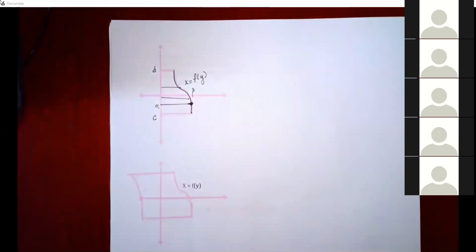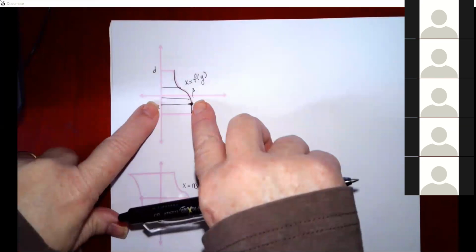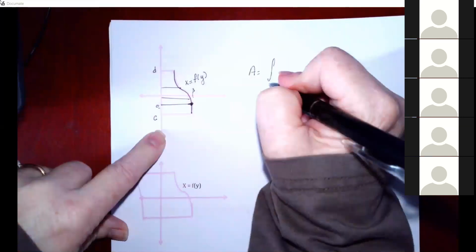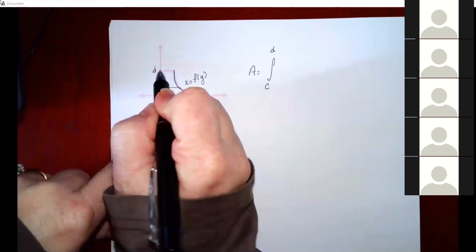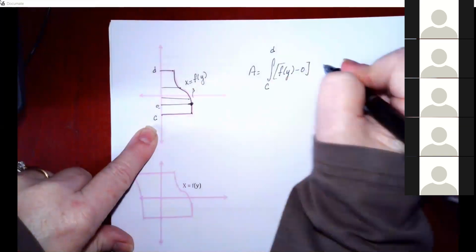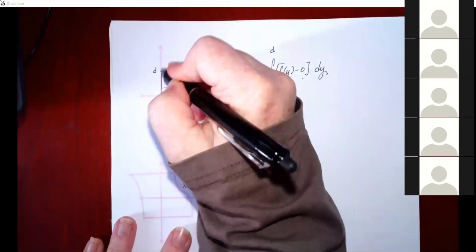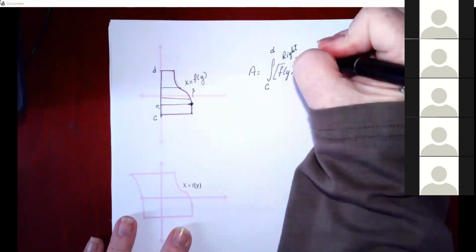The important thing, when you're talking about horizontal rectangles, is that to find the length, or quote height, instead of being top minus bottom graph, it's going to be the right graph minus the left graph. So the area here would be the integral from C to D, because those are the y limits on this region, of f of y minus 0 dy. And the only reason this is 0 is because my region only went back to the y-axis. So this is our right graph minus our left graph.